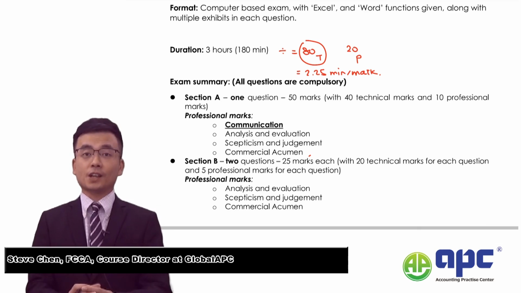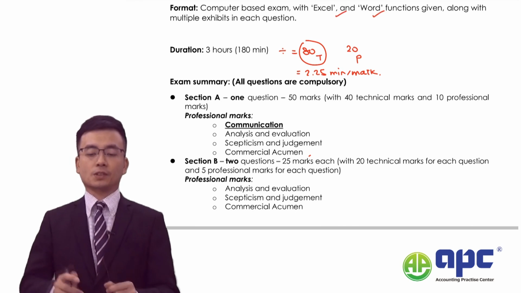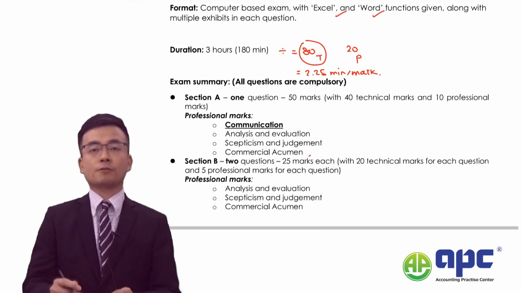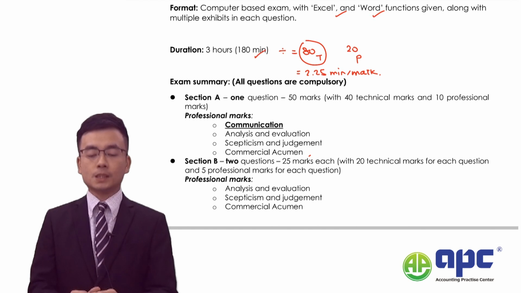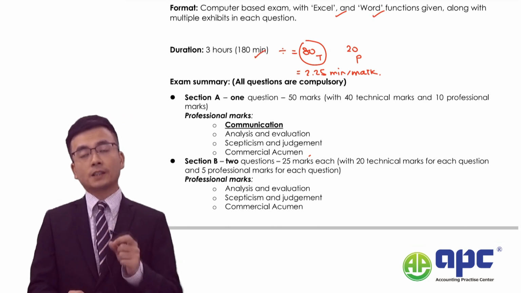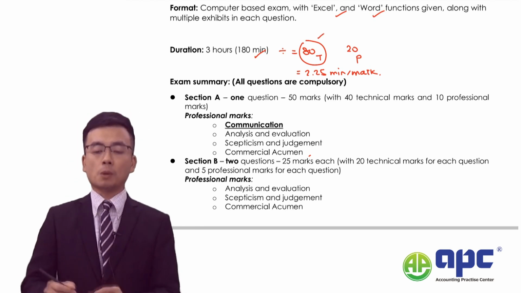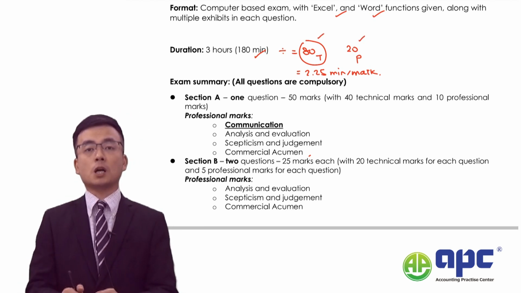Welcome to ACCA Advanced Audit and Assurance, the AAA exam. Now, this exam is a computer-based exam giving you the Excel and Word function where you can input your answer. At the same time, it is 180 minutes in total. The total marks in this exam will be 80 for technical marks and 20 for professional marks.